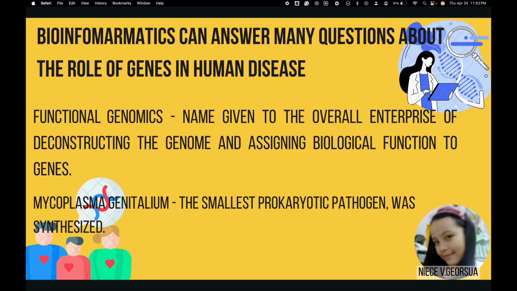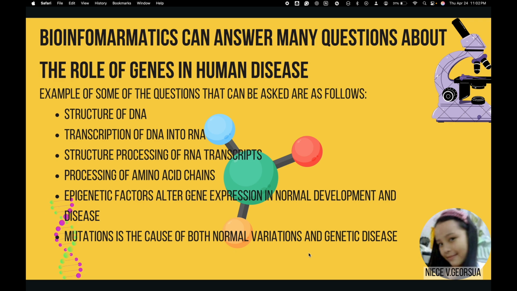Functional genomics is the name given to the overall enterprise of deconstructing the genome and assigning biological function to genes. Mycoplasma genitalium, the smallest prokaryotic pathogen, was synthesized. Examples of some of the questions that can be asked are as follows.